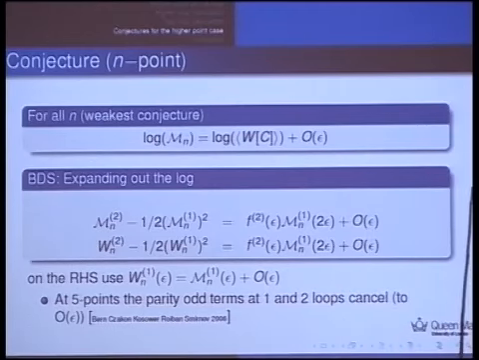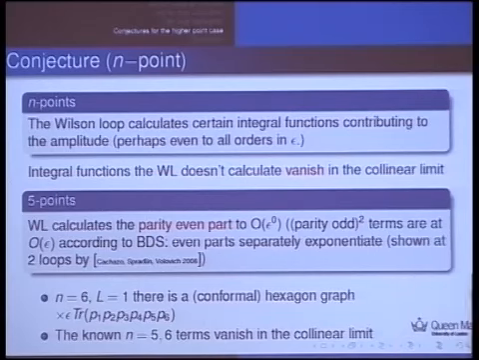And that's a strong statement because the parity odd pieces are not found by the collinear limits. So, I didn't talk about the collinear limits, but the collinear limits put a strong constraint on the BDS conjecture, strong consistency conditions. So that was the sort of weakest conjecture one could make at n points.